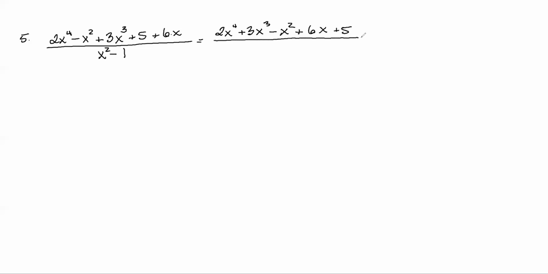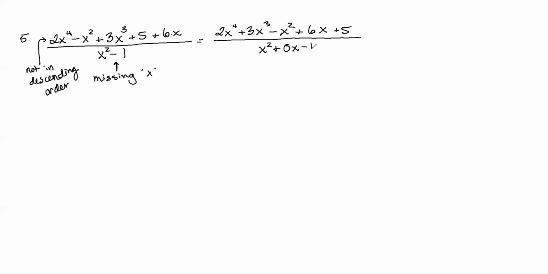And then on the bottom, this one's in descending order, but if you notice, we have an x squared, but we don't have an x. So I'm going to fill in that missing term. So the top was not in descending order. We're going to have an x squared plus 0x minus 1.